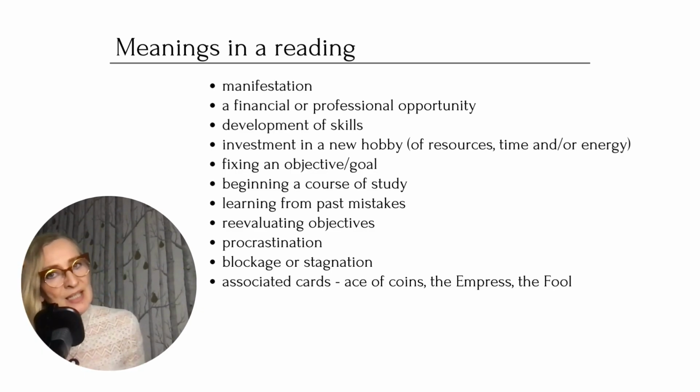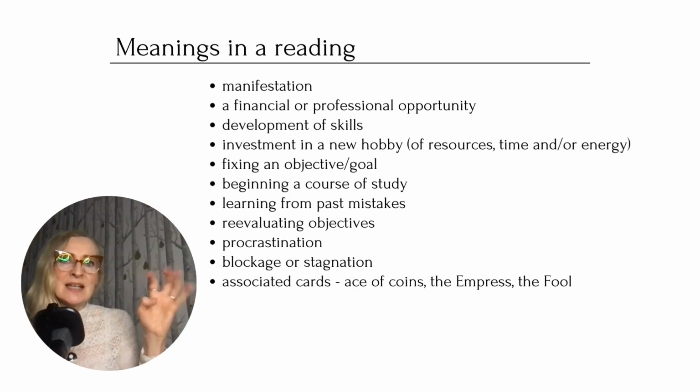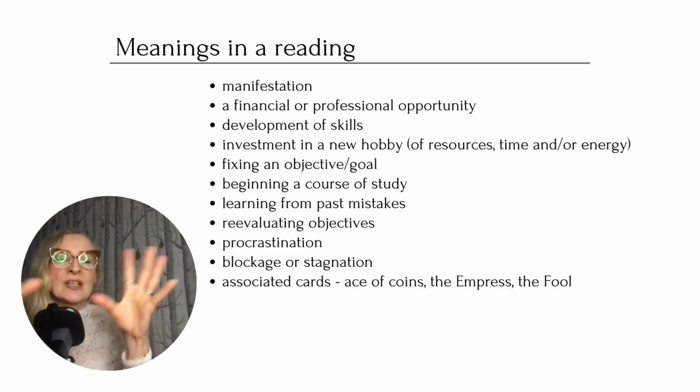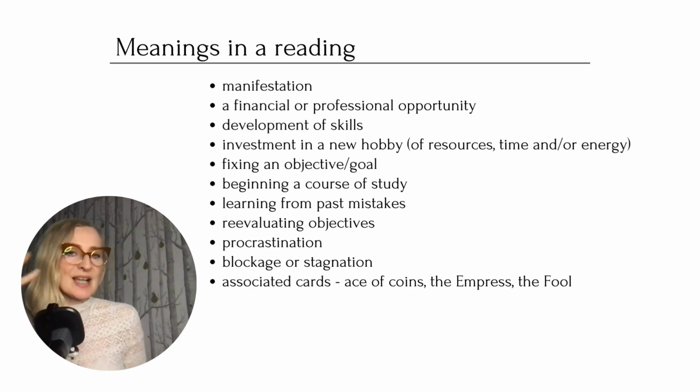It could be learning from past mistakes, reevaluating objectives if that's reversed, or if it's in a negative position. So if it's got lots of difficult cards around it, associated with more difficult cards, it might involve procrastination, or being blocked, or stagnating. So associated cards might be the Ace of Coins, the Empress, that goddess of the earth, and the Fool again.